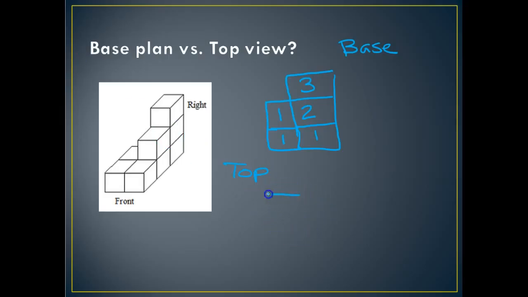Good. It won't have the numbers because the base plan tells us how high they are. With our top view, it doesn't tell us that information. It just gives us the shapes. Very good. Okay, if you have questions, let me know.